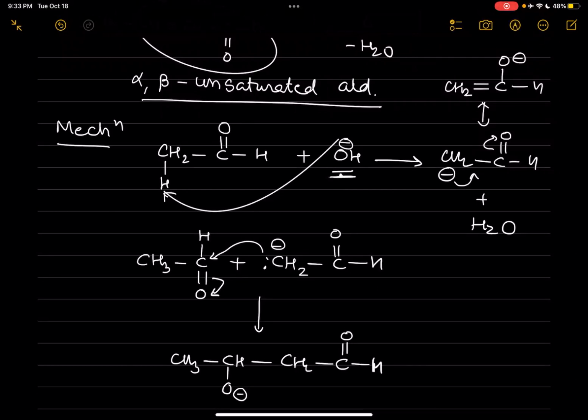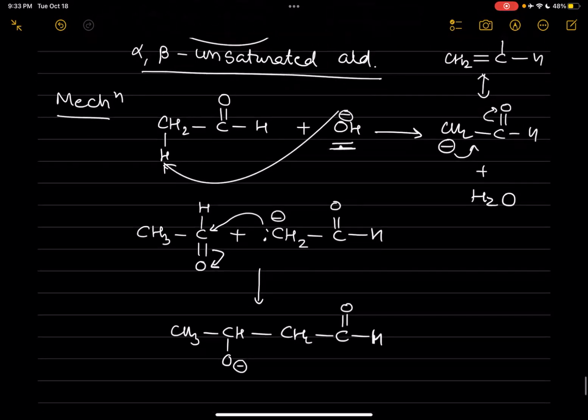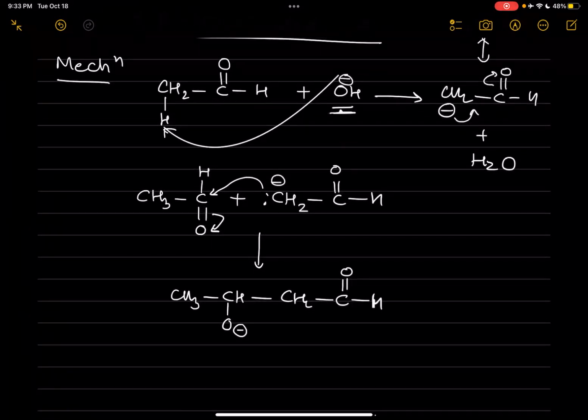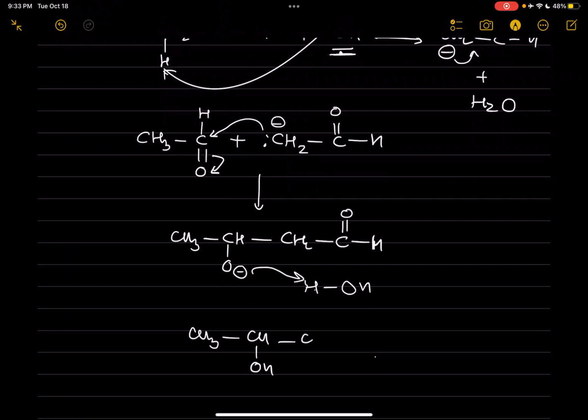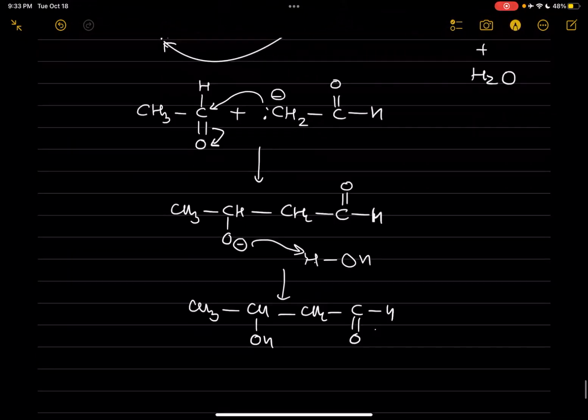Okay. And it formed water. And now this O minus is a base, so it will again accept its H plus and is going to give you CH3CHOHCH2CHO. Plus OH minus is regenerated. So the base has helped the reaction to happen. That's why it is known as base catalyzed reaction. Okay, base catalyzed aldol.